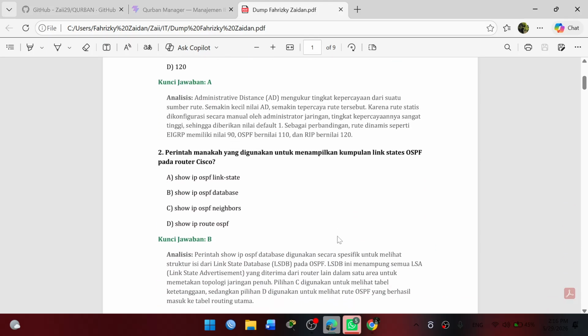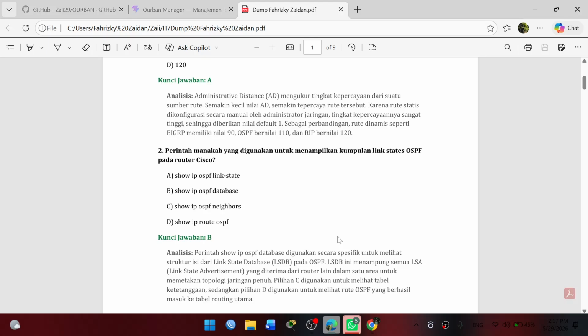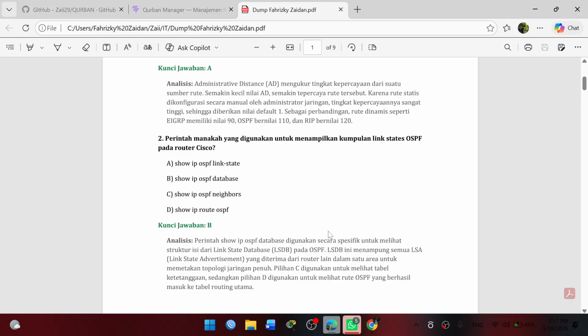Number two, which command is used to display the OSPF link state database on a Cisco router? Moving on to question 2, the correct answer is B. The command show ip ospf database is specifically used to view the structure and contents of the link state database, or LSDB. This database holds all the link state advertisements received from other routers to map out the entire network topology. Option C is used for neighbor relationships, while option D displays the final routing table.